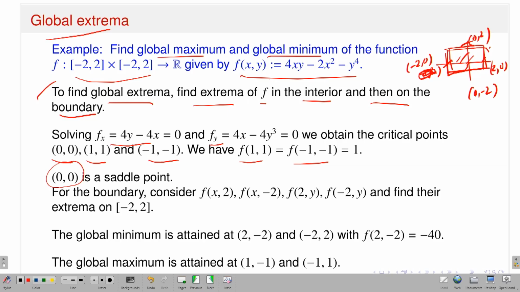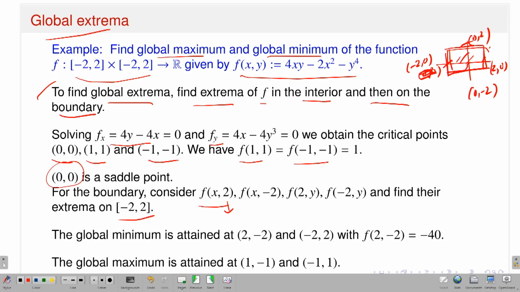Now for the boundary points, the boundary is very nice, it's a combination of lines, right? So in the boundary you have to consider this function. I am fixing my second coordinate y, or first coordinate x, and then I am thinking about functions of a single variable. So if y is equal to 2, then it is a function of a single variable defined on the interval -2 to 2. You have to find the extremum of that single variable function on the closed interval -2 to 2.